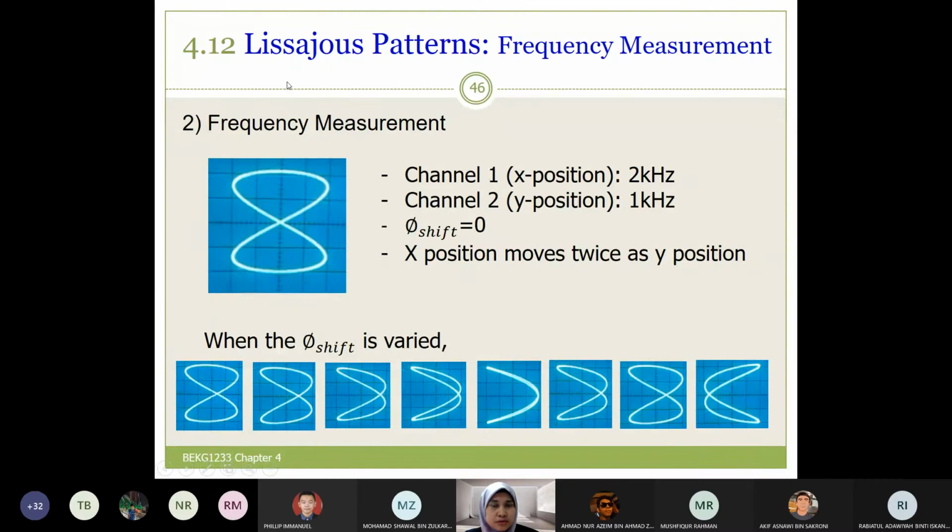Okay, the next measurement for Lissajous pattern is frequency measurement. Let's say we set channel 1 X position to 2 kilohertz and channel 2 Y position to 1 kilohertz, and the phase shift is equal to 0 now. X position will move twice as fast as Y position, so we will get two loops at X position. And when the phase shift is varied, we can see this pattern.